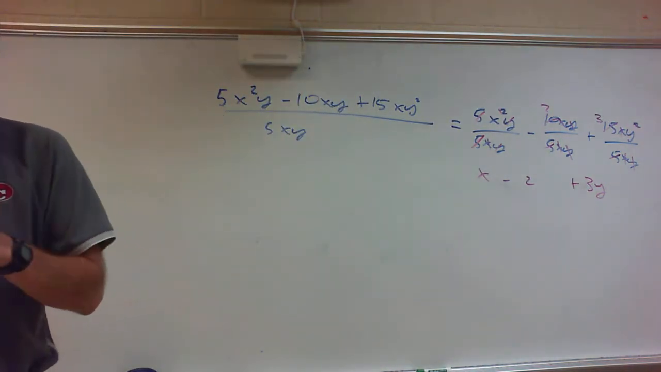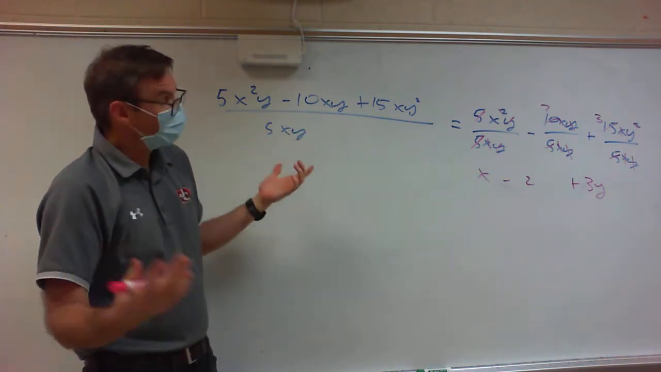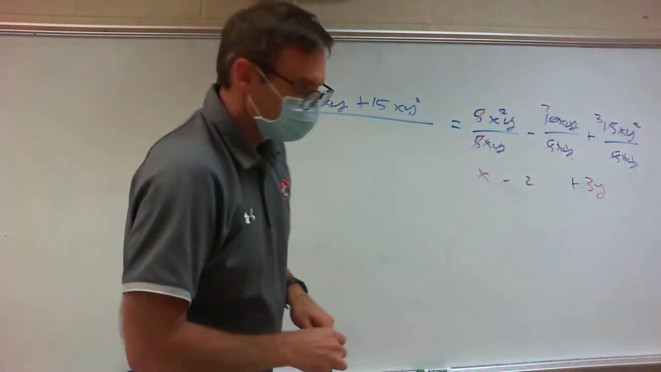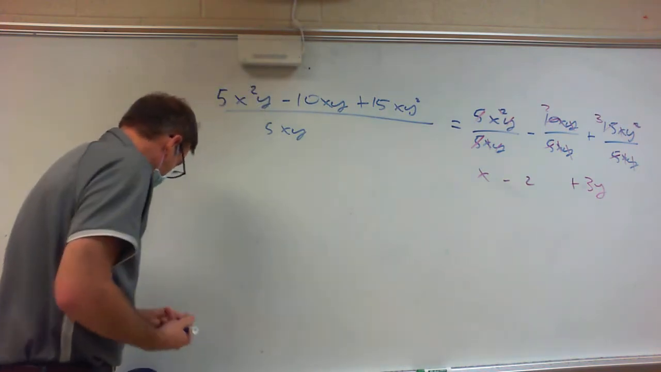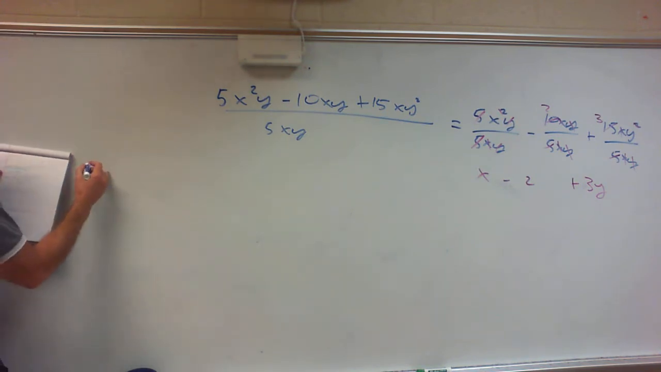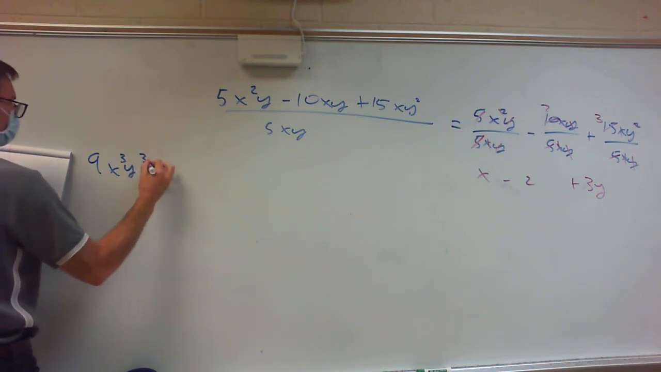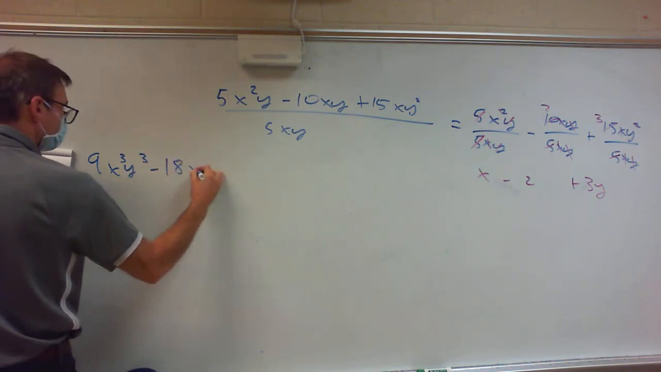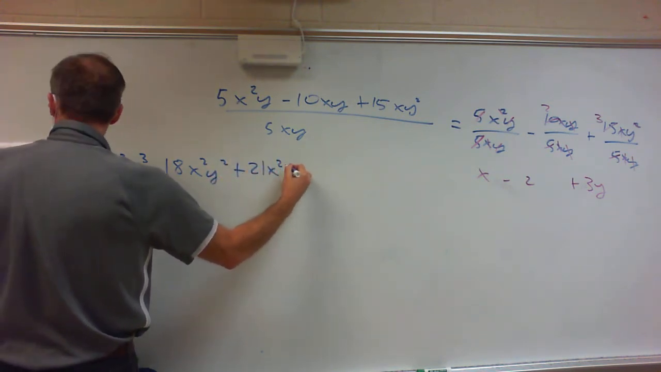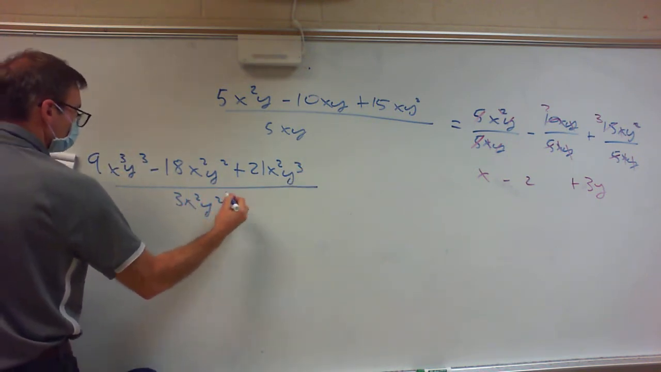Is that right? So anytime you're dividing by a single term, that's fine. It's a fraction, so I'm just going to break it apart into its little parts. Right? So, your turn. What if I give you, I'm going to start further over here so I've got some room, 9x cubed y cubed minus 18x squared y squared plus 21x squared y cubed, all over 3x squared y squared.